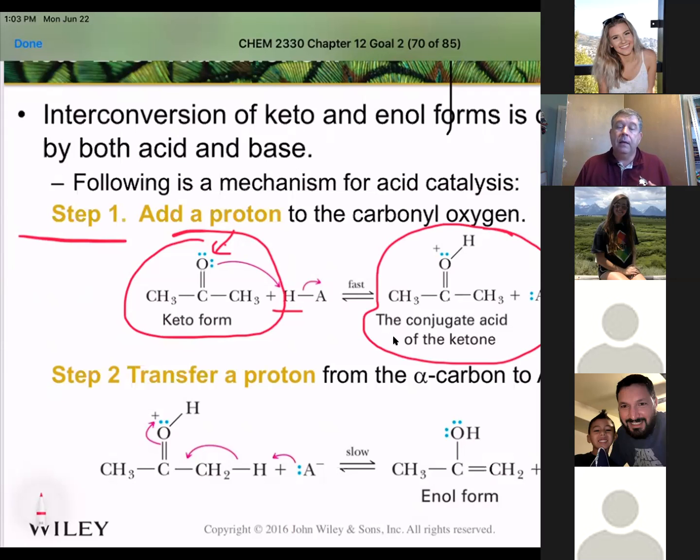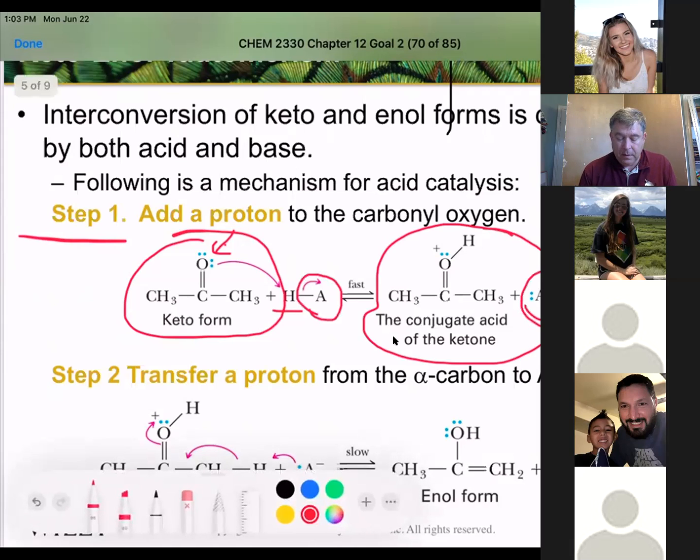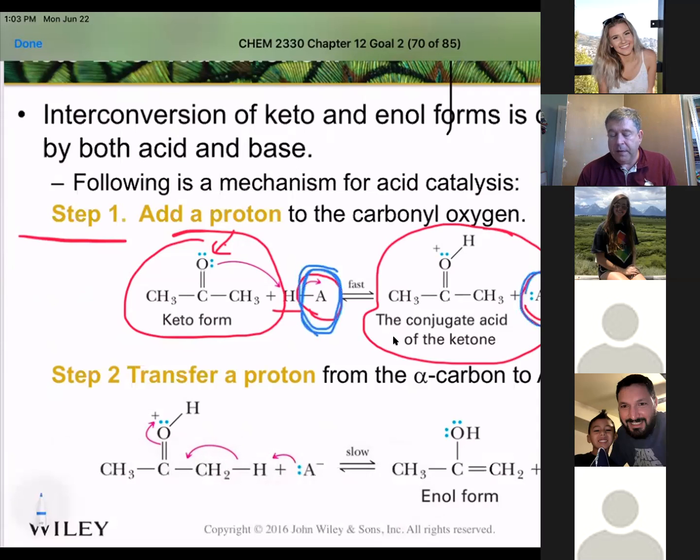things. It can lose a proton to what is now the base, and in this case, notice this right here became the base, right? So the part of our acid that was attached to the proton now becomes our base. Now, that base can take a proton from two different locations.